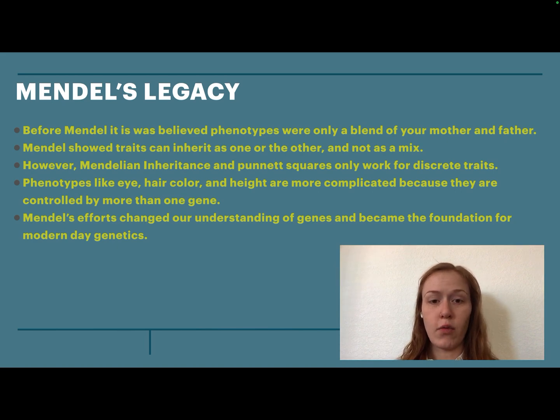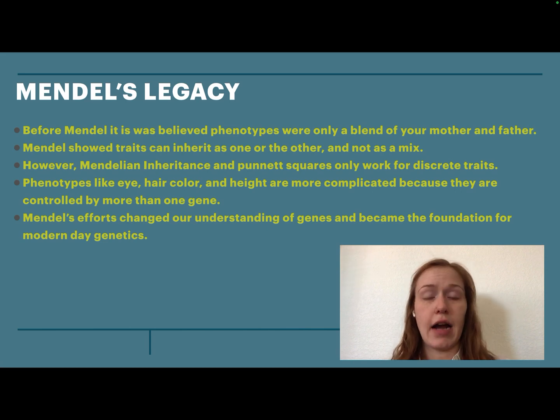Today, we understand this only works for traits controlled by one gene or by one locus in our DNA. Phenotypes like eye color, hair color, and height are a bit more complicated because they're controlled by more than one gene. So Punnett squares and crossing don't quite work out like that.